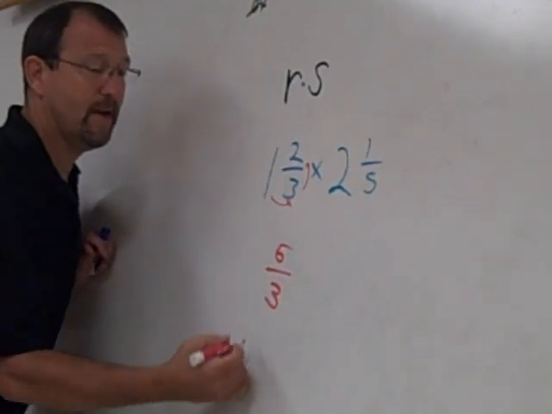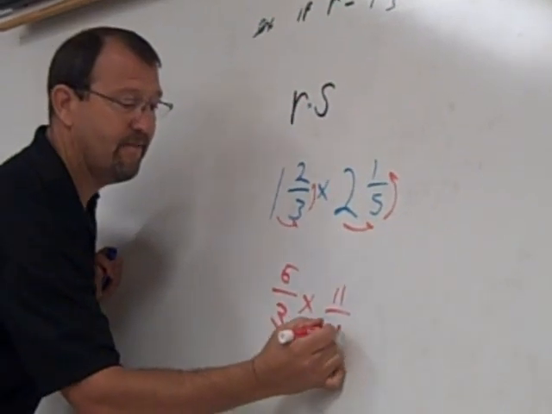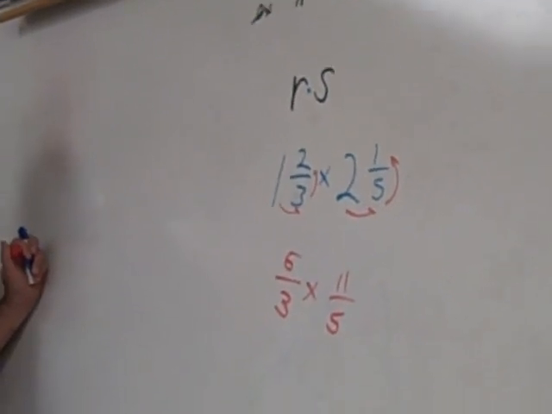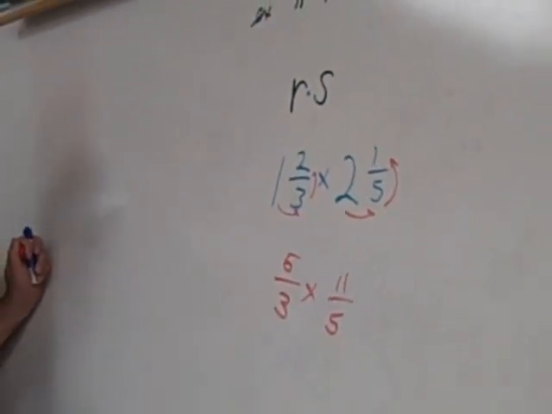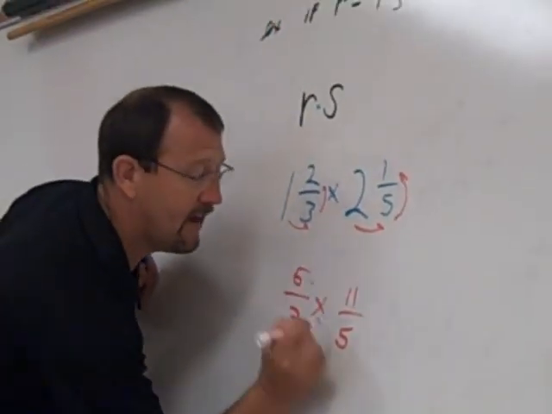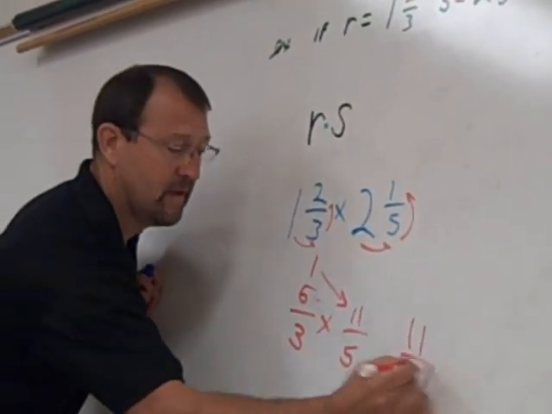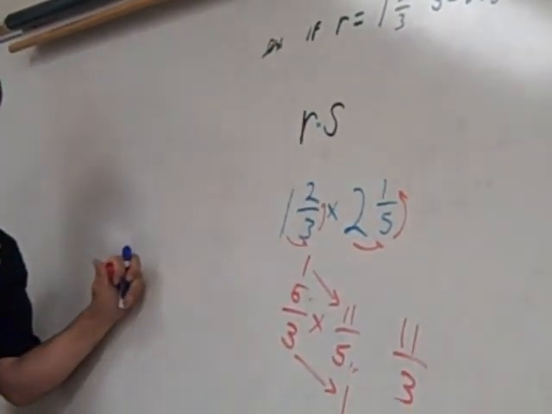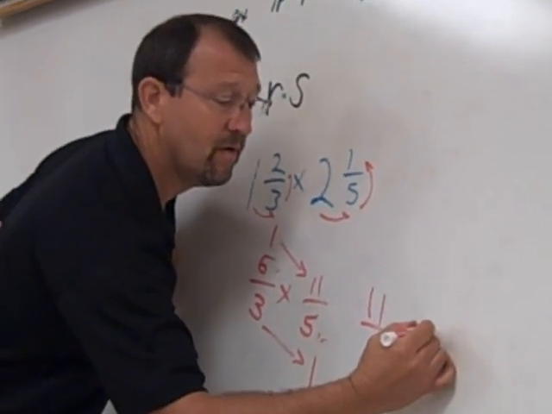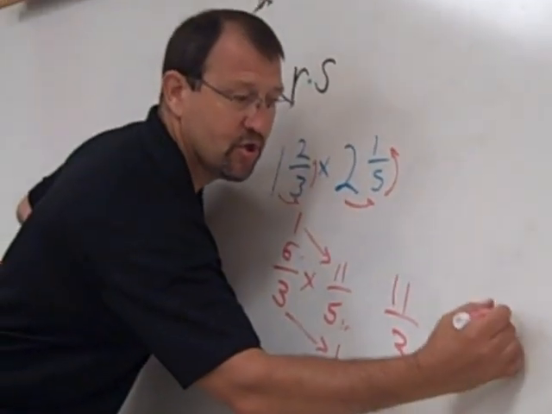5 over 3 times 11 over 5. What do you think, Jasmine? Regular or can we shortcut? 3 won't make 11, but 5 and 5. How about divide by 5? What do we get? 1 times 11 is 11, and 3 times 1 is 3. There we go. Now how many 3s make 11? 3 threes make 9, leaving us how many leftovers? 2.